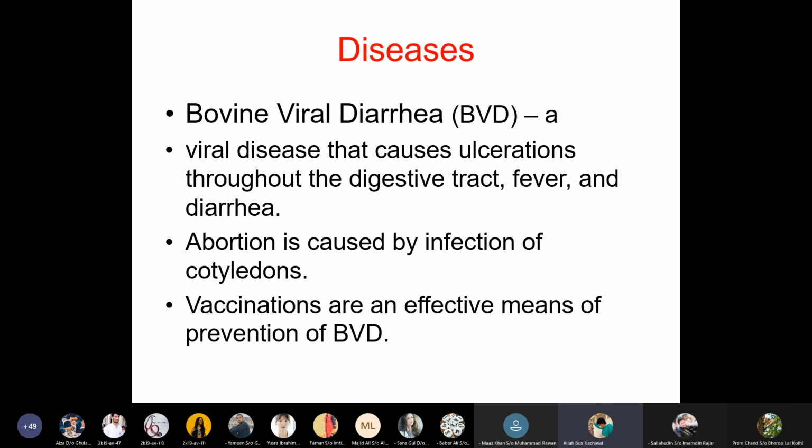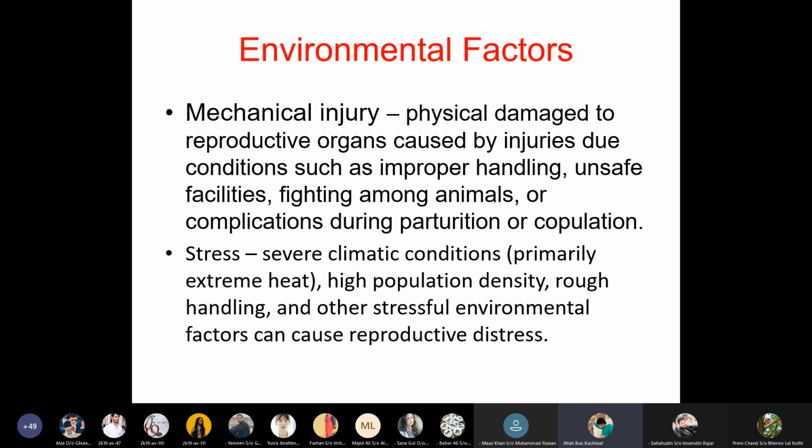Bovine viral diarrhea, a viral disease that causes ulcerations throughout the digestive tract, fever, and diarrhea. Abortion is caused by the infection of the cotyledons. Vaccinations are an effective means of prevention of bovine viral diarrhea.